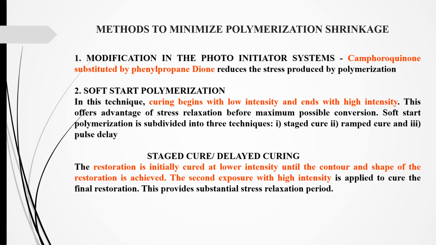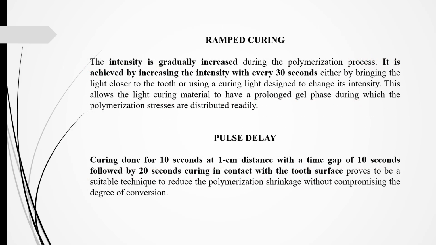In stage cured or delayed curing, the restoration is initially cured at low intensity until the contour and shape of the restoration is achieved. A second exposure with high intensity is applied to cure the final restoration. This provides a substantial stress relaxation period. Coming on to ramped curing, the intensity is gradually increased during the polymerization process. It is achieved by increasing the intensity every 30 seconds, either by bringing the light closer to the tooth or using a curing light designed to change its intensity. This allows the light curing material to have a prolonged gel phase during which the polymerization stresses are distributed readily.